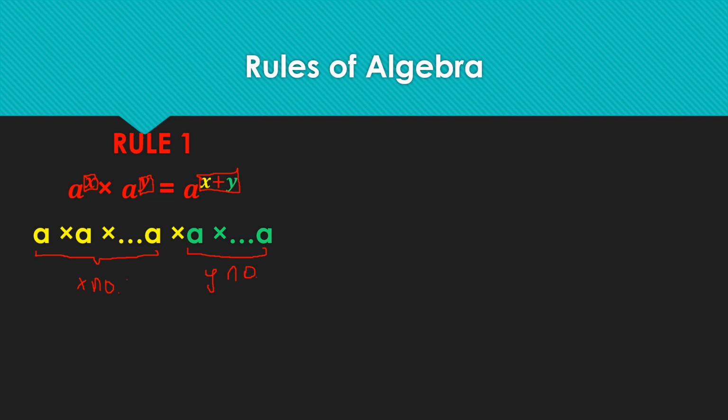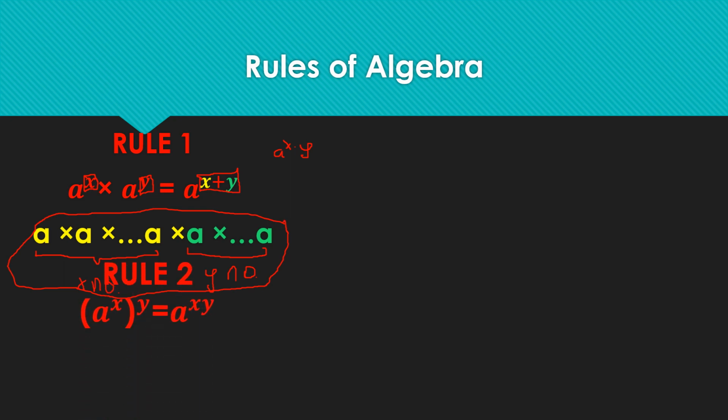Some of you could mistake this as a to the power of x, a to the power of x times y. It is not like that. Through this reasoning here, I hope you have understood how this equation works. Let's move on. Now, this is rule 2.